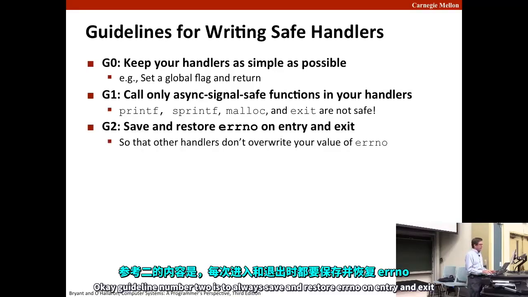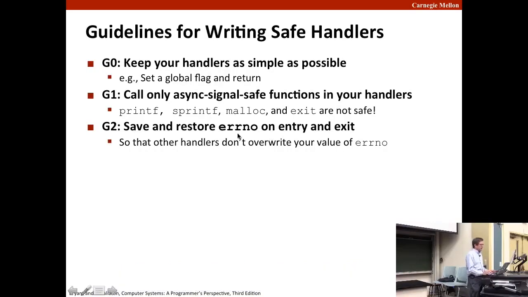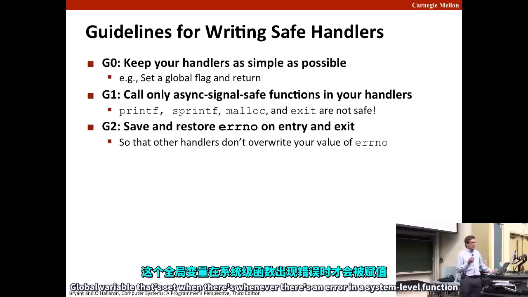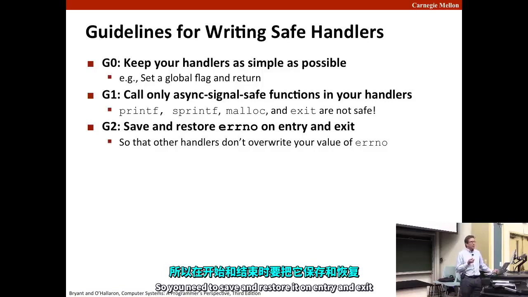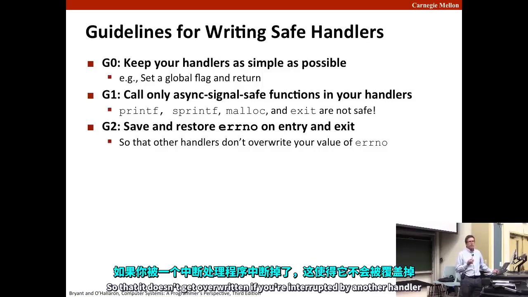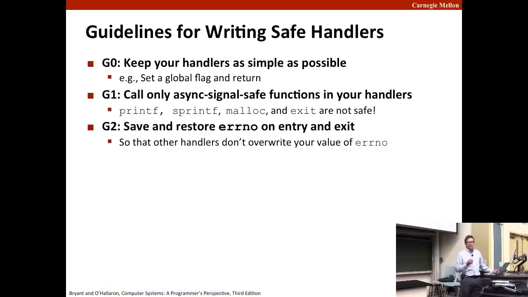Guideline number 2 is to always save and restore errno on entry and exit. So errno is a global variable that's set whenever there's an error in a system level function. So you need to save and restore it on entry and exit so that it doesn't get overwritten if you're interrupted by another handler.